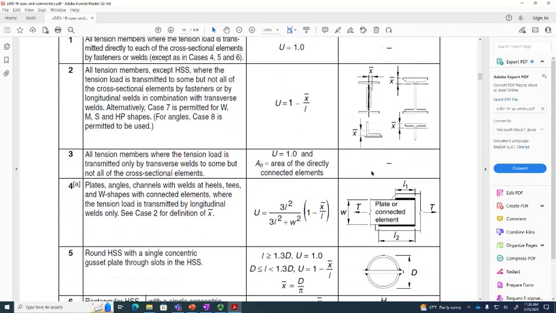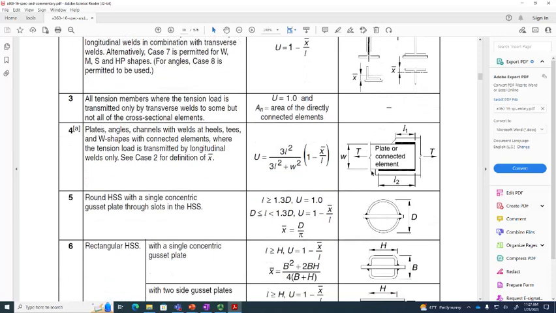Case 5, round HSS. HSS stands for hollow structural sections. So if you ever see hollow structural sections, we're talking about square tubes or pipes, right? So for those of you in capstone, we might be using some HSS sections for the canopy. You see HSS in a lot of industrial applications and places like Walmart. The columns at Walmart are HSS sections. So we were talking about Walmart and capstone earlier.